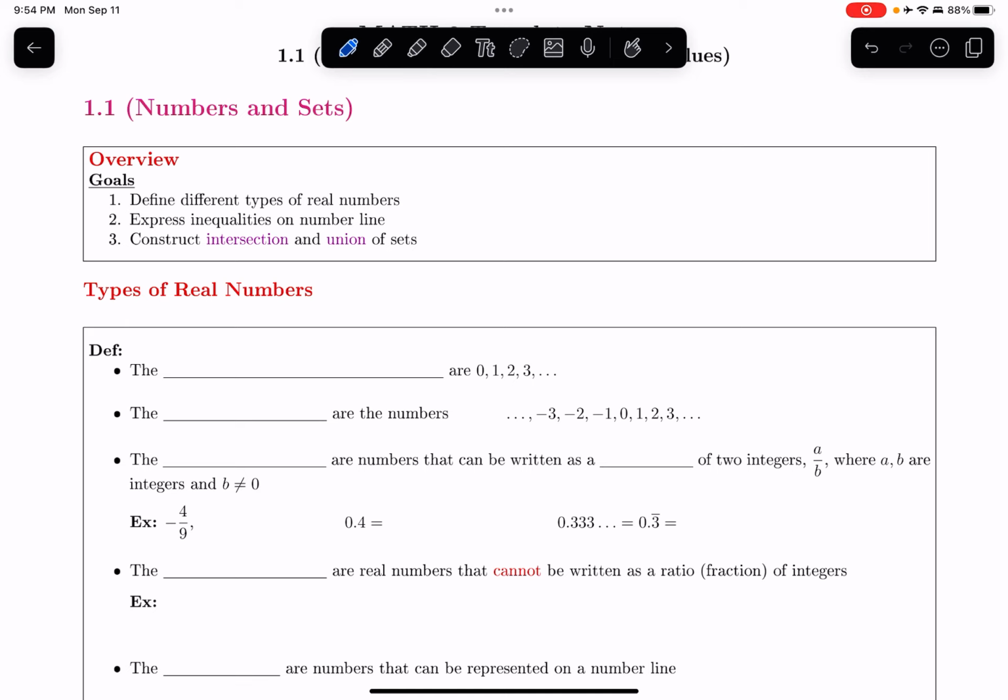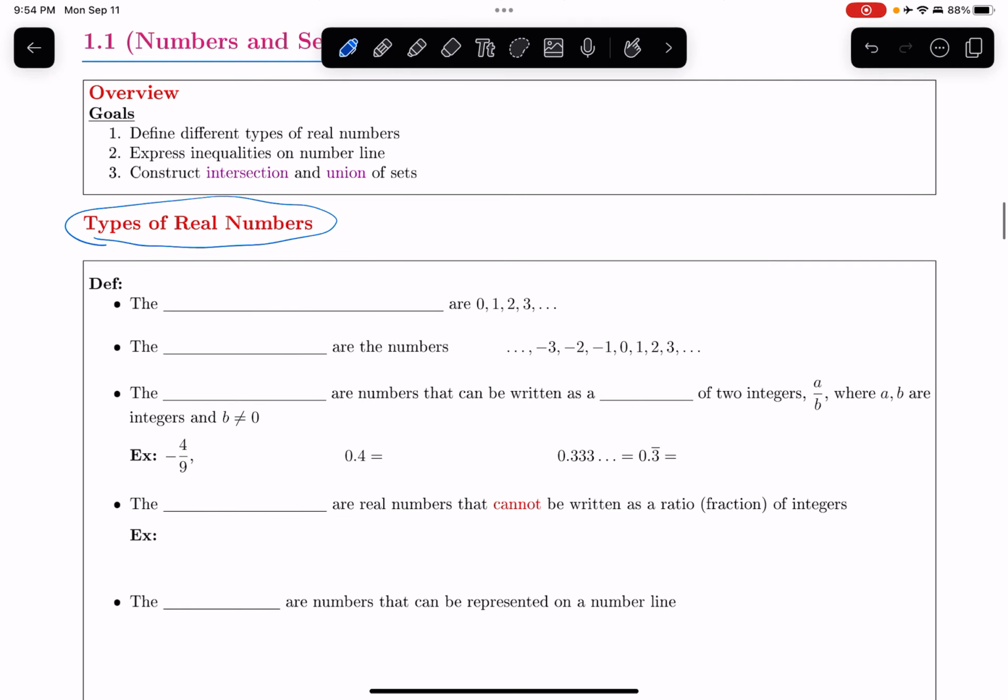In this video, we are beginning section 1.1 on numbers and sets. So our goals are to define different types of real numbers. We're going to express inequalities on number lines and construct the intersection and union of sets. So in this video, we are going to focus on reviewing the types of real numbers. So let's get right into a definition and some review.